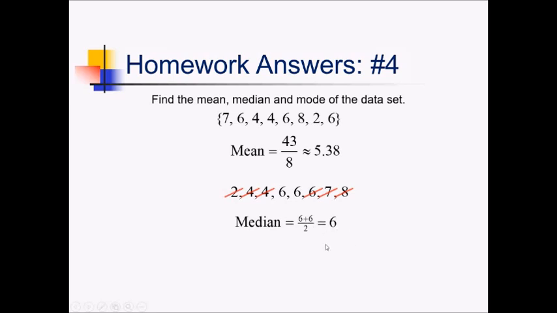Okay, so now the mode, that's the number that appears the most. And it looks like that's going to be 6. That appears 3 times. Nothing else appears that many times. 4 only appears twice. So the mode then is 6.